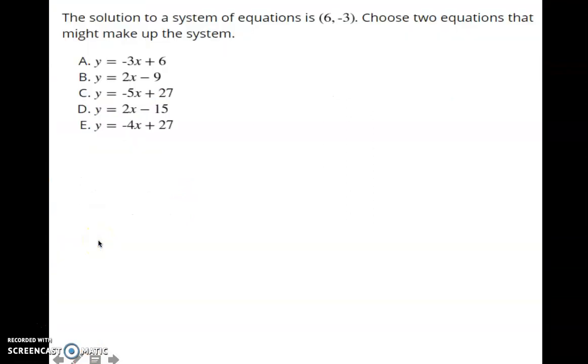Okay. So for this one, the solution to a system of equations is (6, -3). Choose the two equations. And remember, when we did systems, it represents two equations, and there would be an answer that would satisfy both equations. So we want to check which ones are true. For example, right here, this is going to be my x and this is going to be my y. That's how we label ordered pairs.